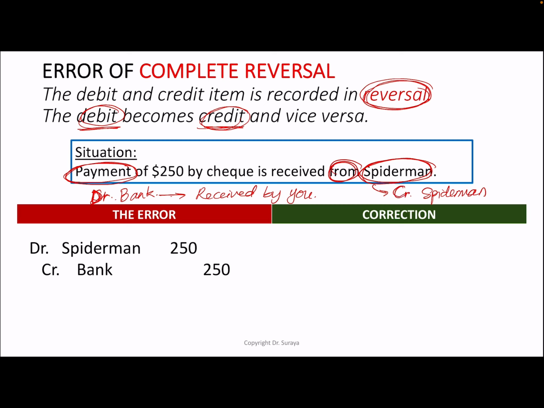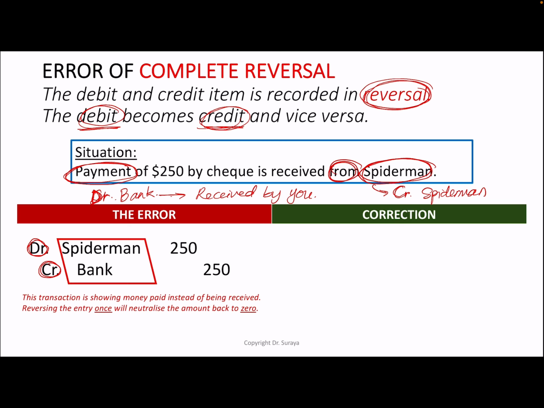But look at the error you have made, right? Instead of debit bank, you wrote credit bank, and instead of a credit Spider-Man, you debit Spider-Man. So this is called complete reversal. All you need to do is swap them, but if you swap them once, it becomes a 0. So you need to swap twice, or times 2.